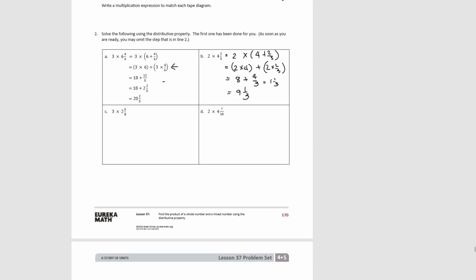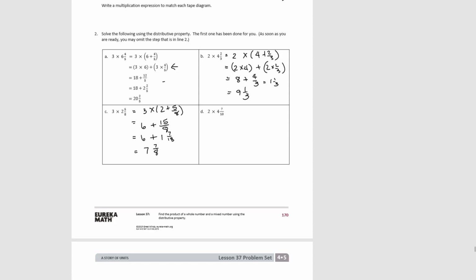Okay, try C. You can skip line 2 if you can. If you still need to write it, that's fine. Okay, for C, we're doing 3 times 2 plus 5/8. So if we can do this part in our head, we're doing 3 times 2 is 6, plus 3 times 5/8 would be 15/8. And then we're going to say that this is 6 plus, and we're rewriting this as a mixed number, which would be 1 7/8. And so we would do 7 7/8.